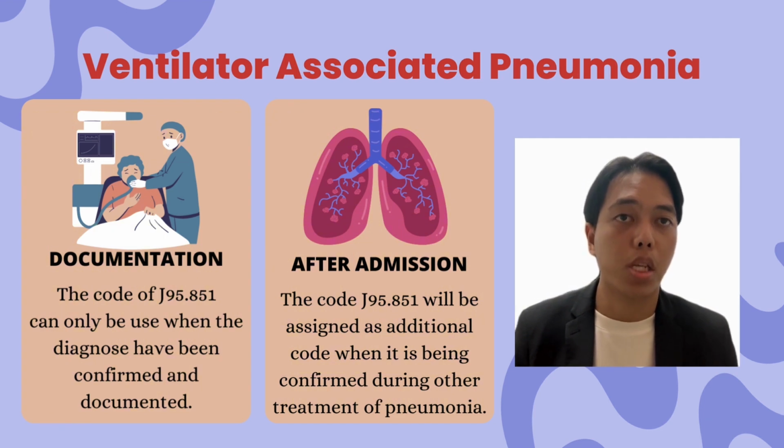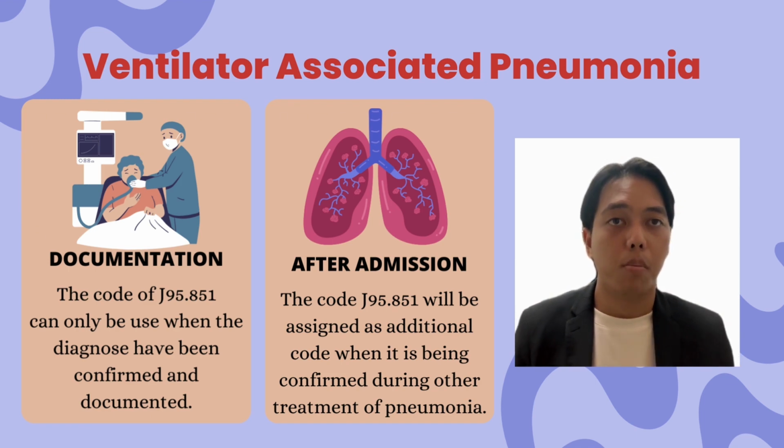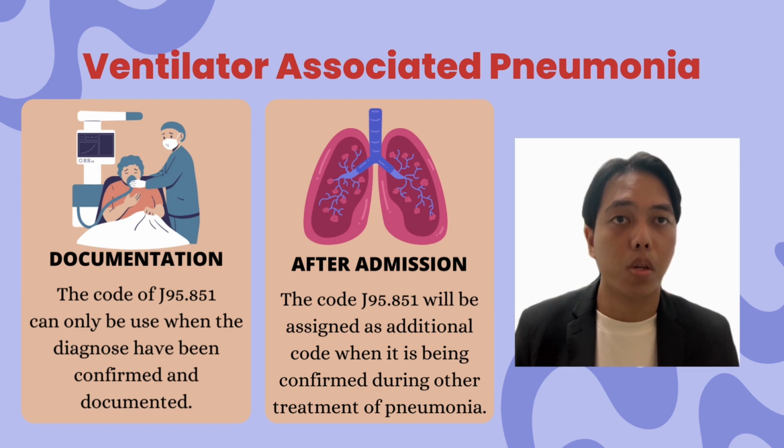For ventilator-associated pneumonia, there is one specific code that can be used, which is J95.851. But you need to remember that this code can only be used when the provider has documented these conditions. If you put J95.851 as your main code, you need to identify the organism that has affected the lungs as your additional code. But you need to be careful not to put the code from the range of J12 up until J18.